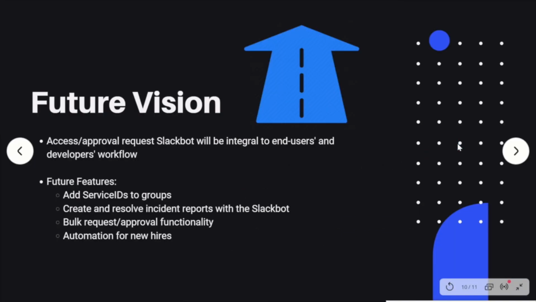So our future vision is to actually add the approval process. Unfortunately, we took a lot of time to onboard since we are all new to this. So I would like to add a button in that manager side message so they can actually approve or deny the request. I also want to be able to add service IDs to the group. I want to be able to get feedback from users about the Slack bot. I want to have bulk requests so they can make requests to multiple IDs in one modal.